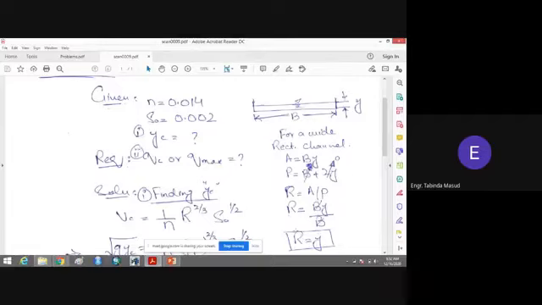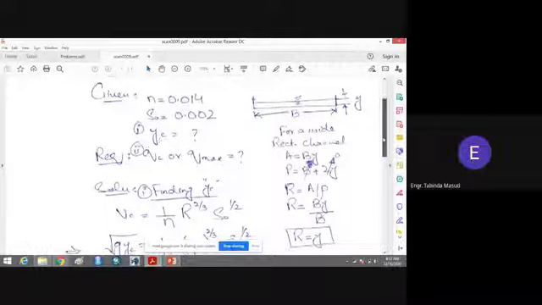So there is no need to do all these calculations for the wide rectangular channel. You must know that for a wide rectangular channel, hydraulic radius is equal to depth of the flow. Whenever you get a numerical problem for a wide rectangular channel, you must know that its hydraulic radius is equal to the depth of the flow only. Okay, and this is what we are going to do in this numerical problem.